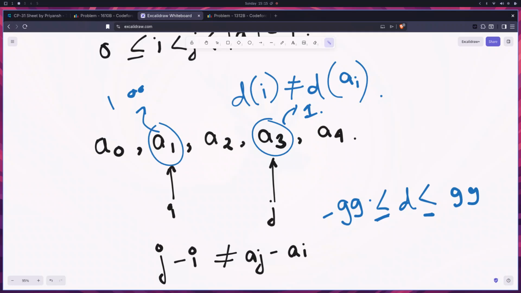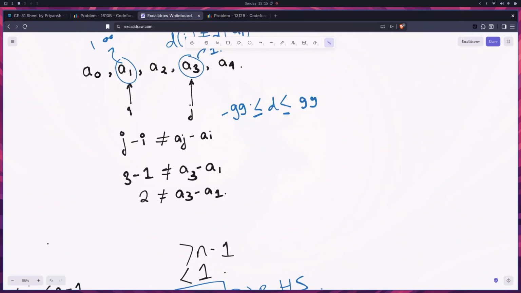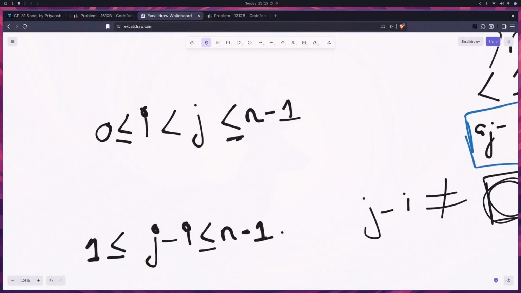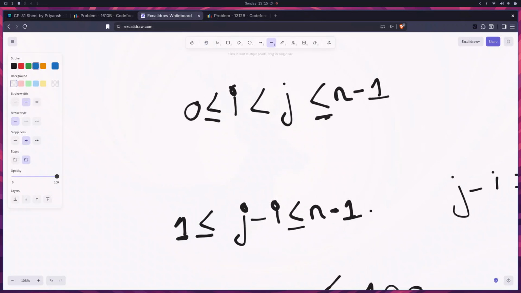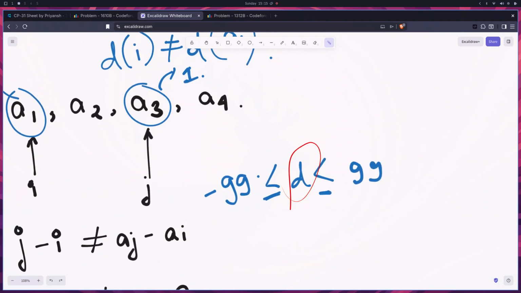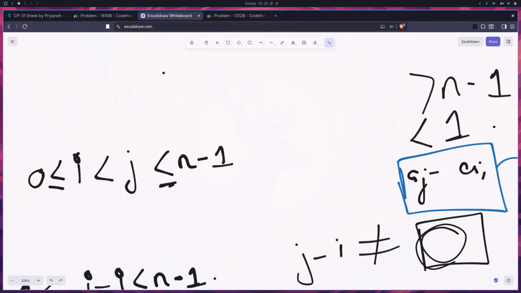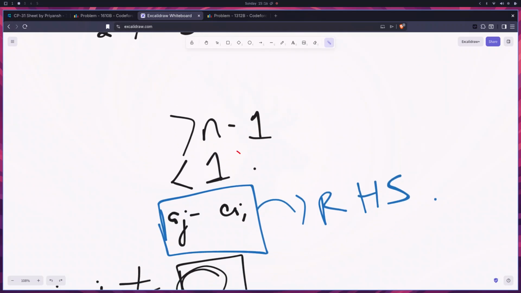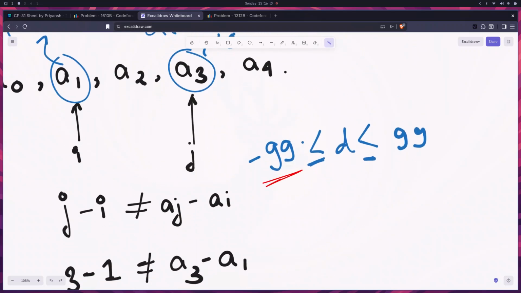And as the difference of positions can only range from, because we have stated here, right? That the difference of positions can lie from 1 to n minus 1, and we can say that the difference of the values lie from minus 99 to 99. It is possible to include this case, which is that the difference should be less than 1, because we can find the cases where the difference is negative.